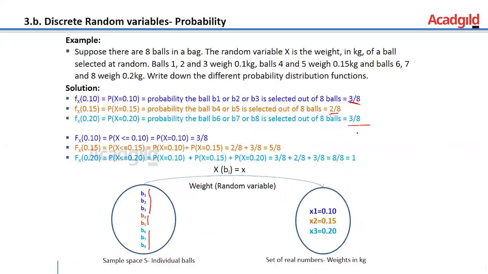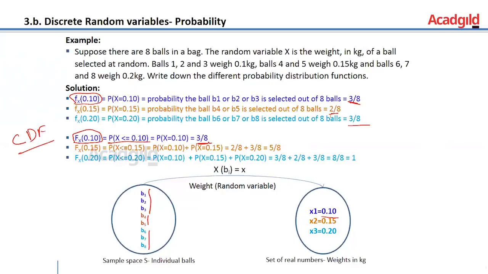Now we are asking a different question. We pick up a ball, and what is the probability that its weight is less than or equal to 0.1 kg? Then what we wrote here as lowercase f for the probability distribution function becomes an uppercase F, and this is called the cumulative distribution function. The probability of getting a ball which is less than or equal to 0.1 kg is 3/8.